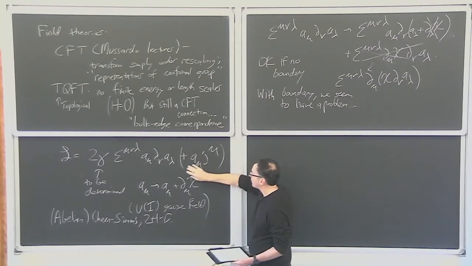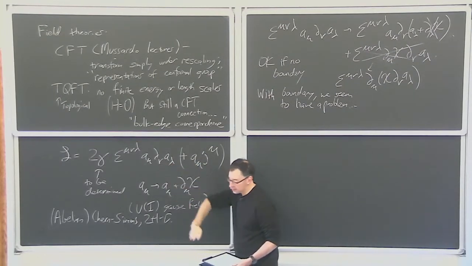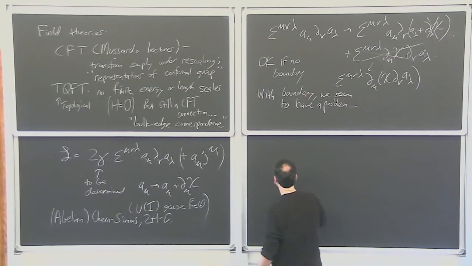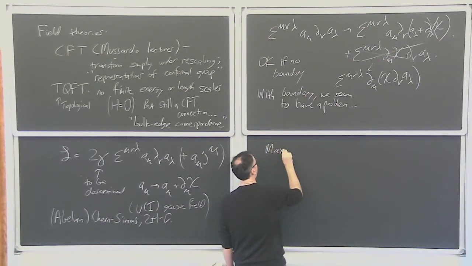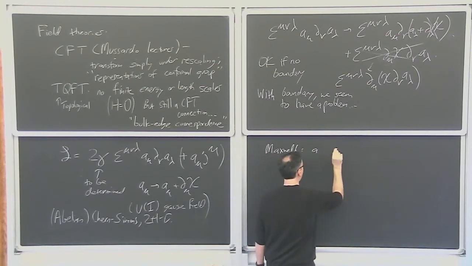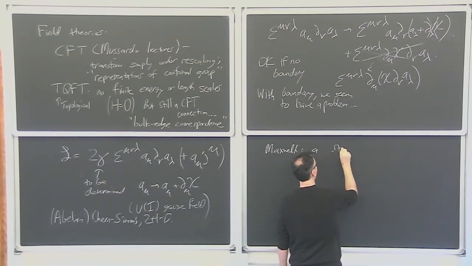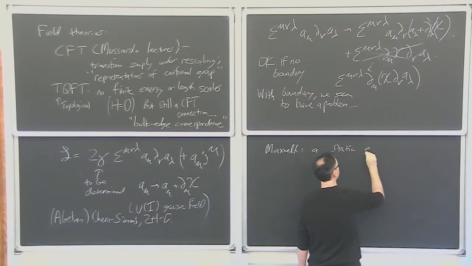Okay, so why did people write down this theory? What happens if we had a Maxwell term instead of a Chern-Simons term? We know that in Maxwell, a static charge is a source of electric field. How does it work here?